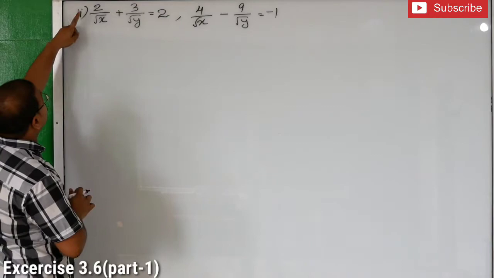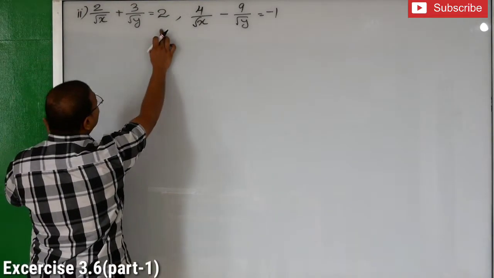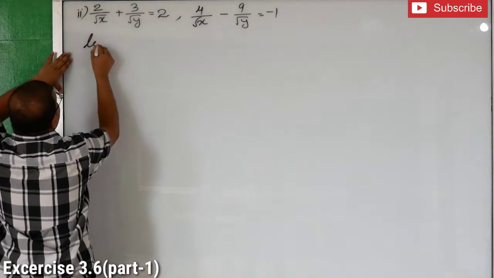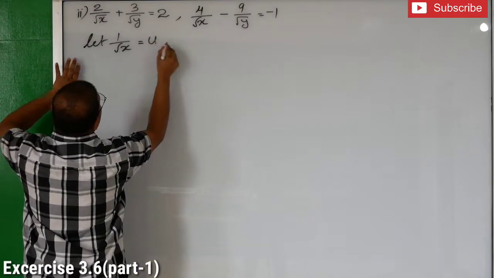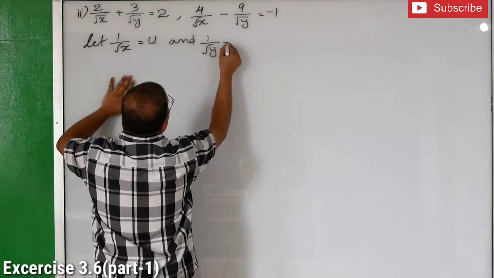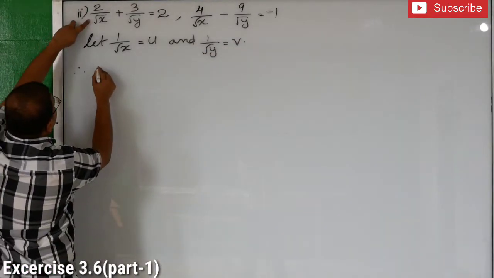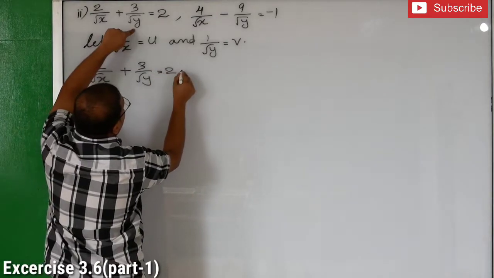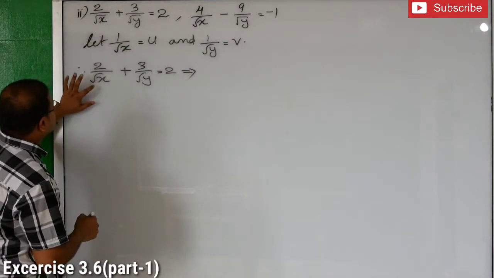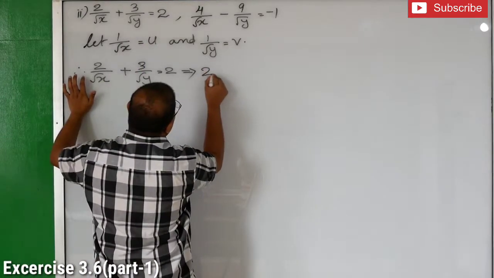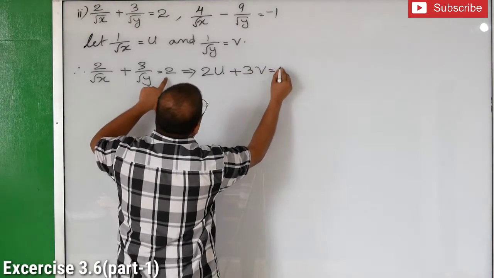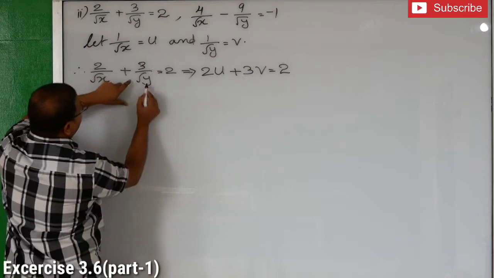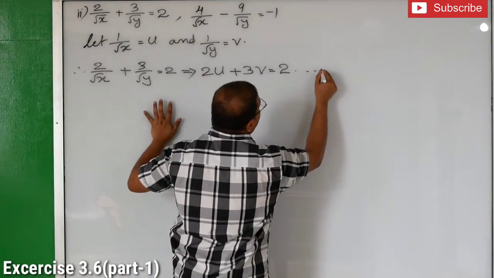Second question, I will read once. 2 by root x plus 3 by root y equals 2 and 4 by root x minus 9 by root y equals minus 1. Ready? So we'll write, let 1 by root x equals u and 1 by root y equals v. Therefore, what will happen? 2 by root x plus 3 by root y equals 2 implies, in place of 1 by root x, we will write u, isn't it? That means what you will get? 2u plus 3v equals 2. This is equation number 1.